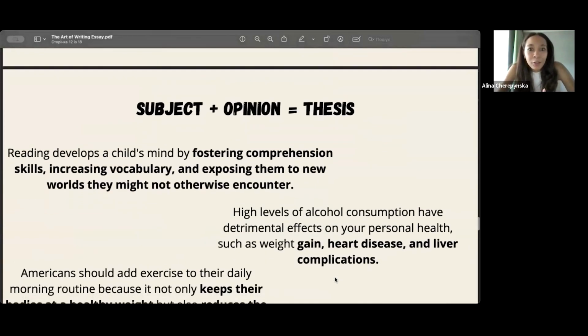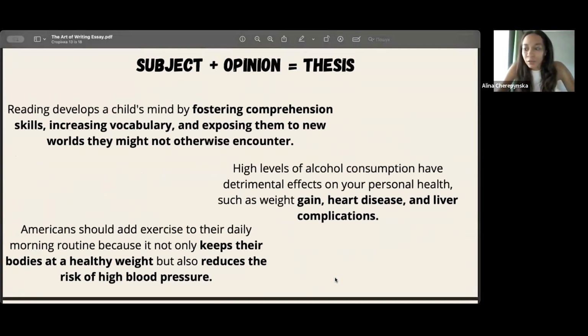So, how do we actually write a thesis statement? Your thesis statement is your subject plus your opinion equals thesis, or thesis statement. Here we have some examples. "Reading develops a child's mind by fostering comprehension skills, increasing vocabulary, and exposing them to new words they might not otherwise encounter." This is a great sentence. It's strong enough. It's clear what we're going to write about.